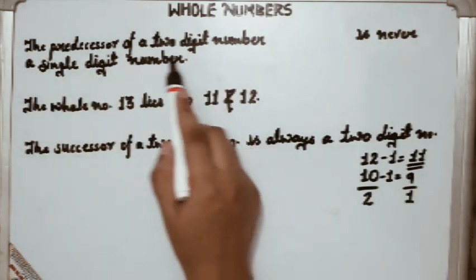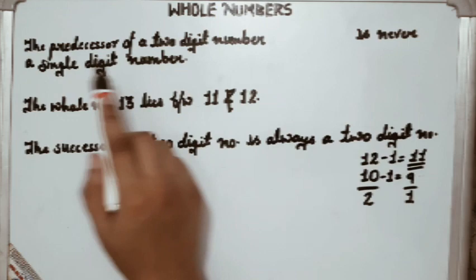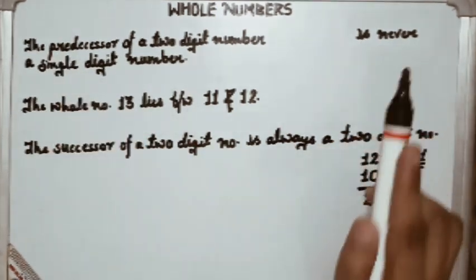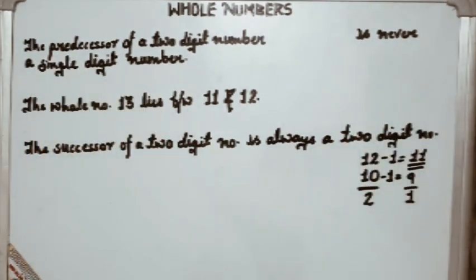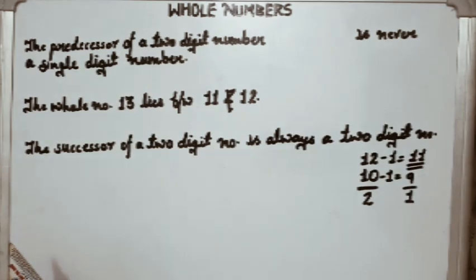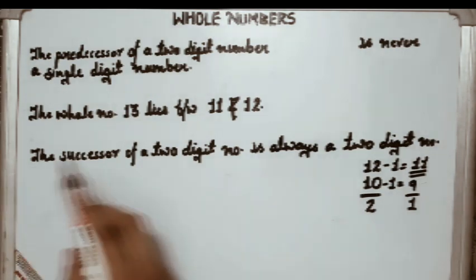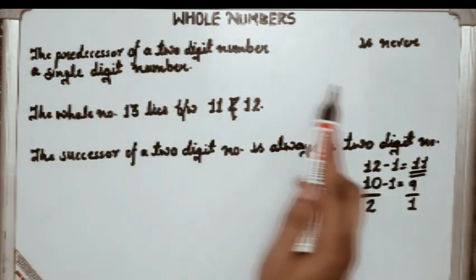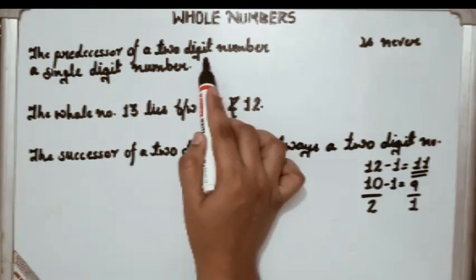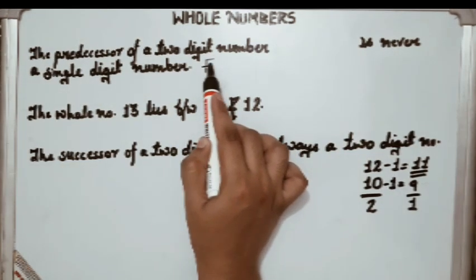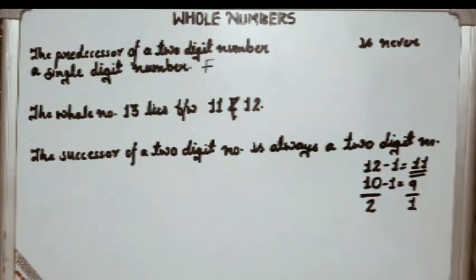यहाँ पे क्या लिखा था कि 2 डिजिट नंबर का जो प्रेडिसेसर होता है वो नेवर कभी भी एक सिंगल डिजिट नंबर नहीं हो सकता है. और हम लोग ने काउंटर एग्जाम्पल से ये फाइंड आउट किया है कि 2 डिजिट नंबर का जो प्रेडिसेसर है वो 1 डिजिट नंबर हो सकता है. ओके, सो व्हाट यू गॉट द आंसर ऑफ दिस स्टेटमेंट इज फॉल्स बिकॉज यू जस्ट हैव फाउंड the counter example.